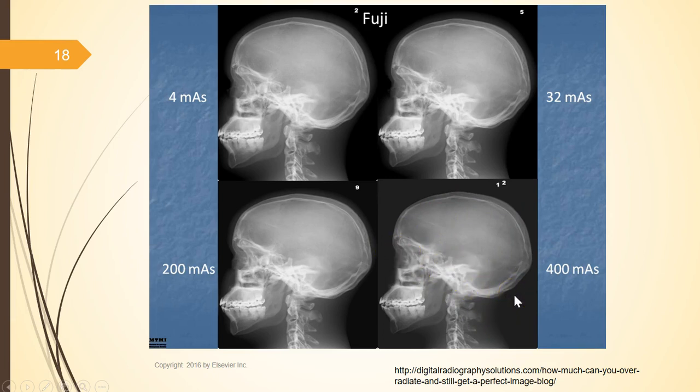But that's totally an acceptable image. Now, it's darker, but it's all acceptable, but so was this one. So at 4 mass, and I don't even see any quantum noise right here. So obviously 4 mass was enough, which is unusual because a skull typically takes about 32. But if that was acceptable, why would you use 400 mass? Well, you shouldn't, because you just overexposed the patient.